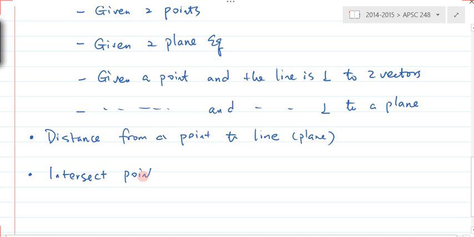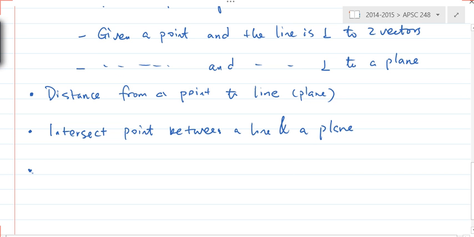And then there's the kind of question I just left you with: what's the intersection point between a line and a plane? If you have the line and the plane, how do you find the intersection point between these two? So think about this. And the last point I will make is, how do you find the intersection point given 2 lines? The question gives you 2 lines and asks you to find the intersection point.